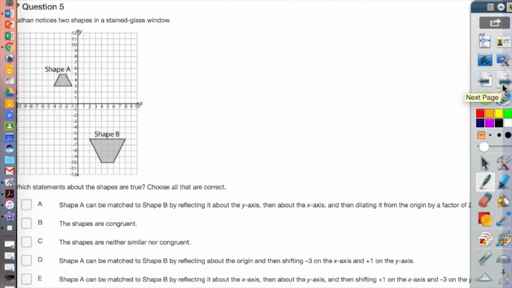Today we're on problem 5, and we have that Nathan notices that there are two shapes in a stained glass window. We have shape A and shape B. So if we look at shape A, it's smaller than shape B. So our first question, before we even look at the questions, is are they congruent, the two figures, shape A and B? Are they the same size? Are they the same shape?